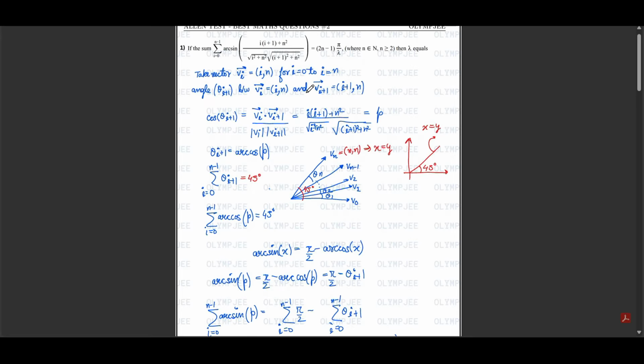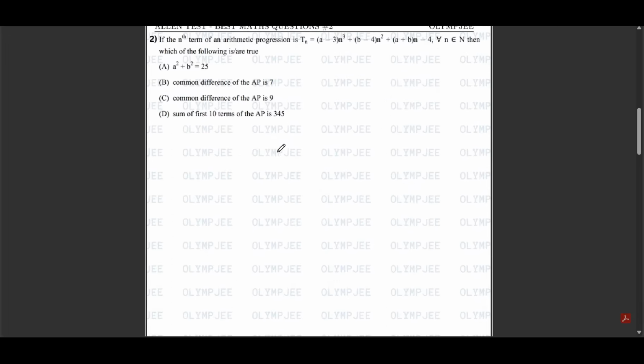So this was a very nice question where you had to think in terms of vectors, and you had to see that this resembles the formula of dot product divided by their magnitudes. So let us move on to the second question.